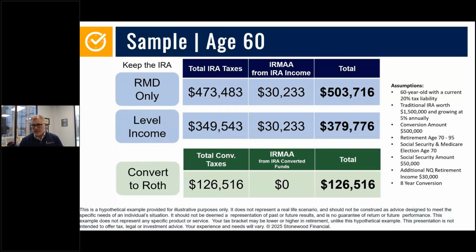So you tell me, do you want to talk about going through a conversion process of paying 126, or do you want to go down the path of paying 380,000 through the level income process, or even more if we're just going to take required minimum distributions? So already we've got a very compelling case when looking at tax and IRMAA that we need to convert this money. But I'm going to make two changes.